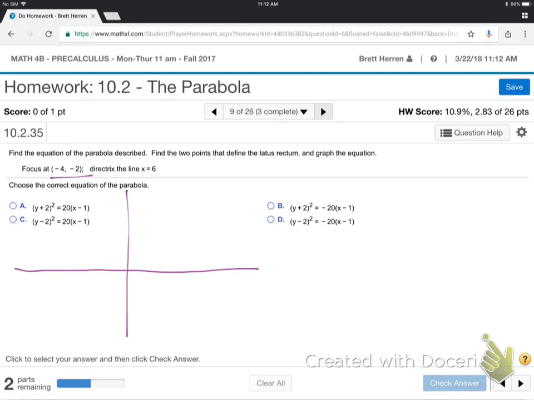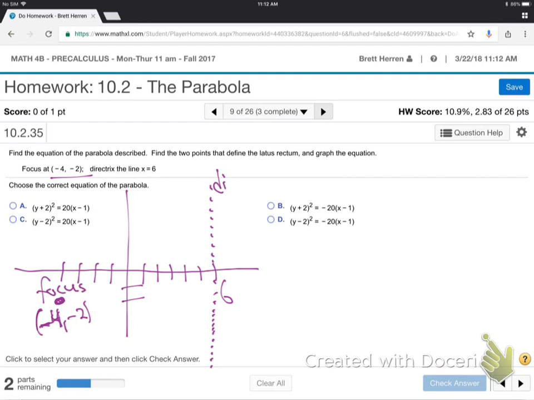So focus is back 4, down 2. So this is x is 6. This is back 4, down 2. We good so far? So this is the focus point, and this is the directrix line. Now, it's a line, that's why I put a dotted line. I haven't drawn anything about directrix lines yet? Well, let me just draw a little bit.